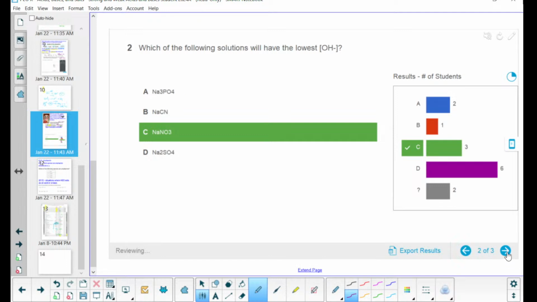Next one. Ooh, most of you picked D. Am I wrong? Which will have the lowest concentration of hydroxide?